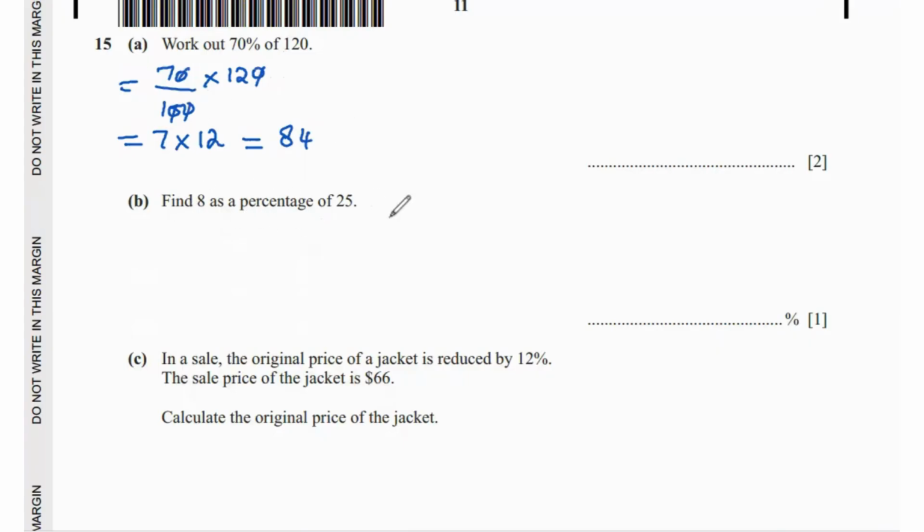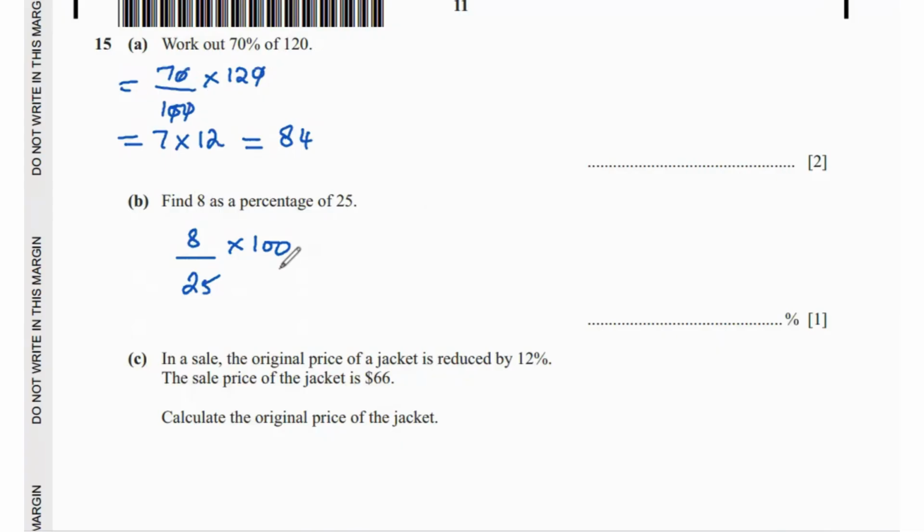Then find 8 as a percentage of 25. So that means we do 8 over 25 and then times it by 100. Whenever we're trying to find a percentage, we will times that thing by 100. If you want to write something, something is percent already, then the number is being divided by 100.